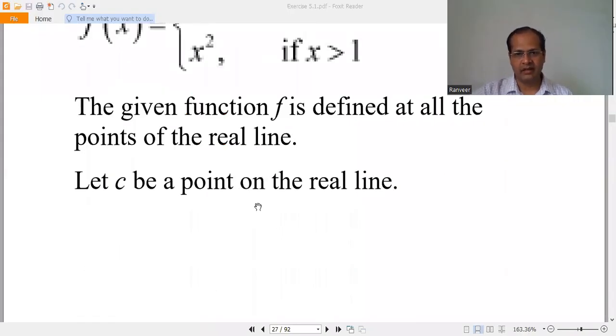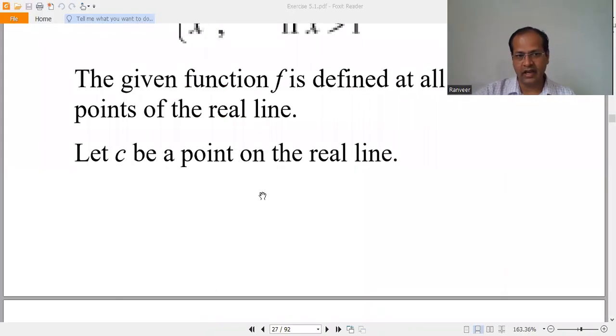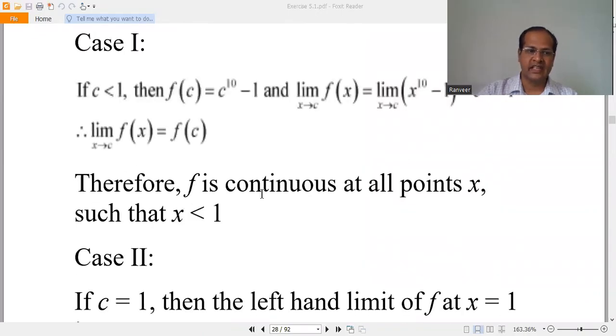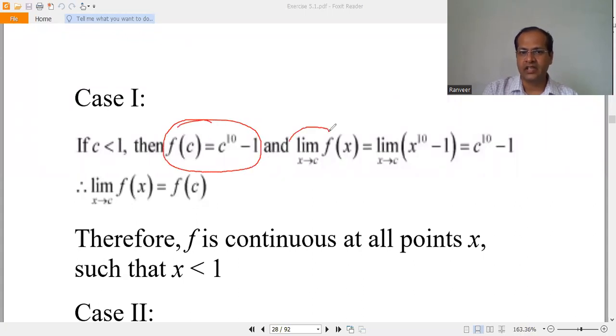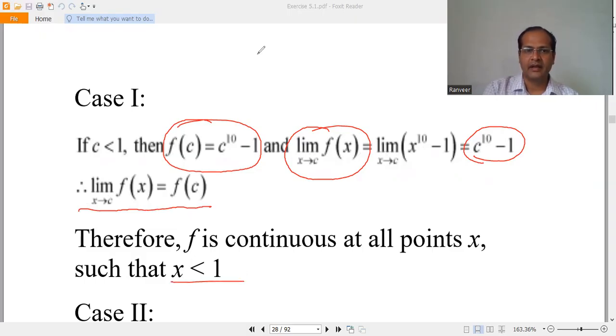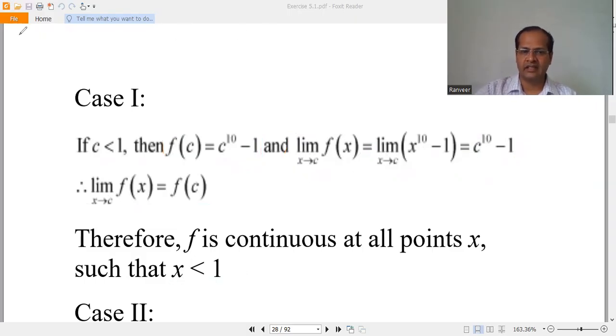So we have to check. Let's see any point on the real line. So C is less than 1, and there is only a single definition. So f of C is c to the power 10 minus 1. So this value limit x tending to C f(x) is c to the power 10 minus 1, so f is continuous at all points when x is less than 1.